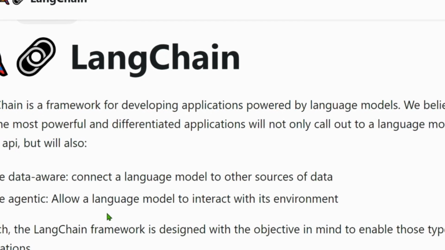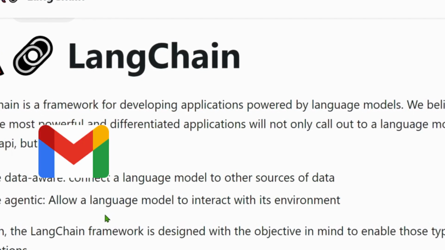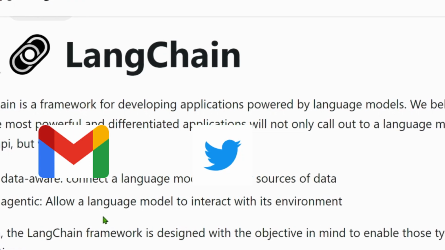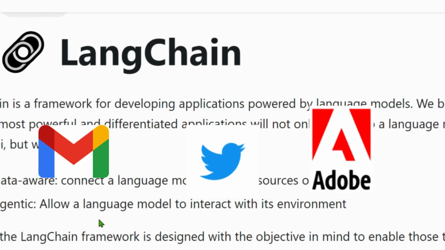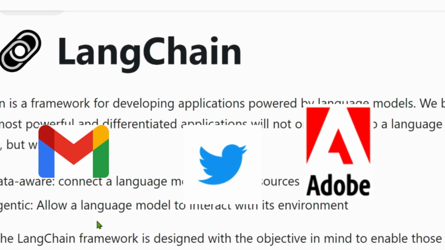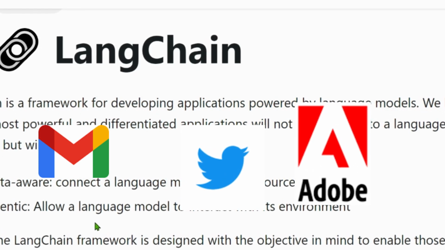For example, you want to talk to your Gmail, you want to send an automatic mail, you want to talk to your Twitter account, you want to talk to a PDF which is lying on your desktop. So LangChain provides a framework for integration of the large language models.